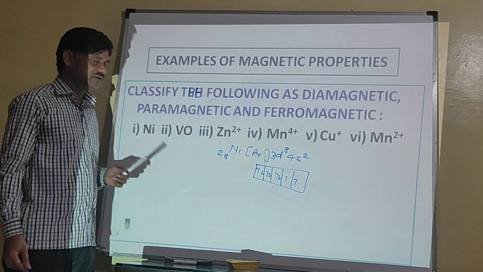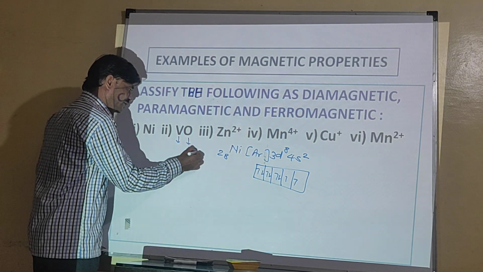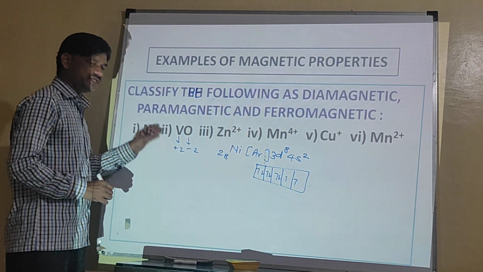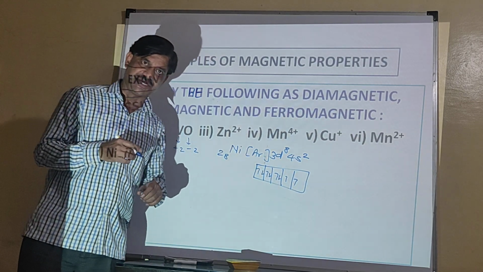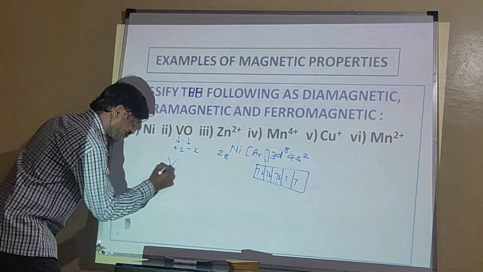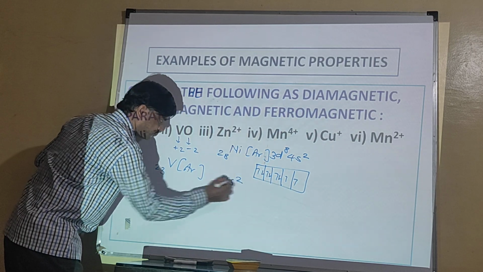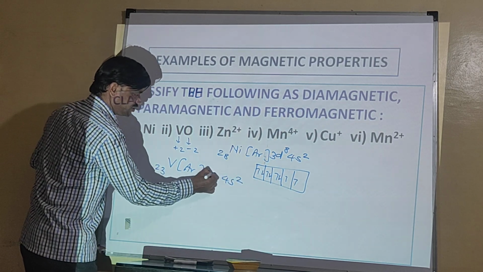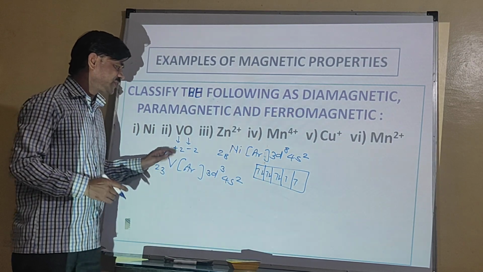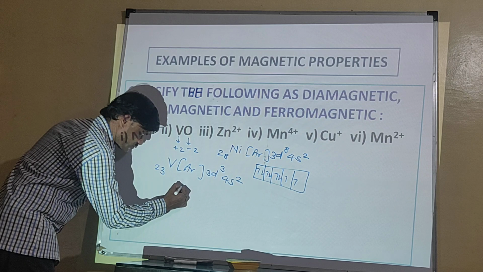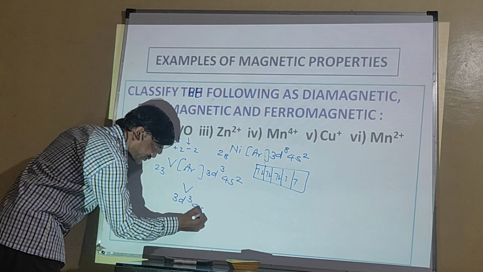Now check this one. What is VO? Can you tell me here? The oxygen is -2, so vanadium becomes +2. What is the atomic number of vanadium? Scandium 21, titanium 22, vanadium 23. So what can we write here? V 23 is argon 4s2, 18 plus 2, 20. What does this become? 3d3. Now can you tell me what happened here? In order to form VO+2, this V is 3d3, 4s2.